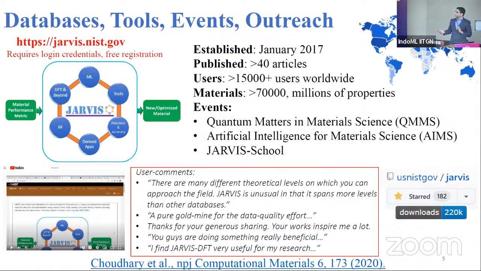I also want to point out, we organized several free of cost workshops at NIST. One is called Quantum Matters in Material Science, QMMS, and another, Artificial Intelligence for Material Science, AIMS. AIMS is usually in July, and the QMMS one is coming in January on quantum. And people from Google, IBM, Microsoft, all the big companies are interested.